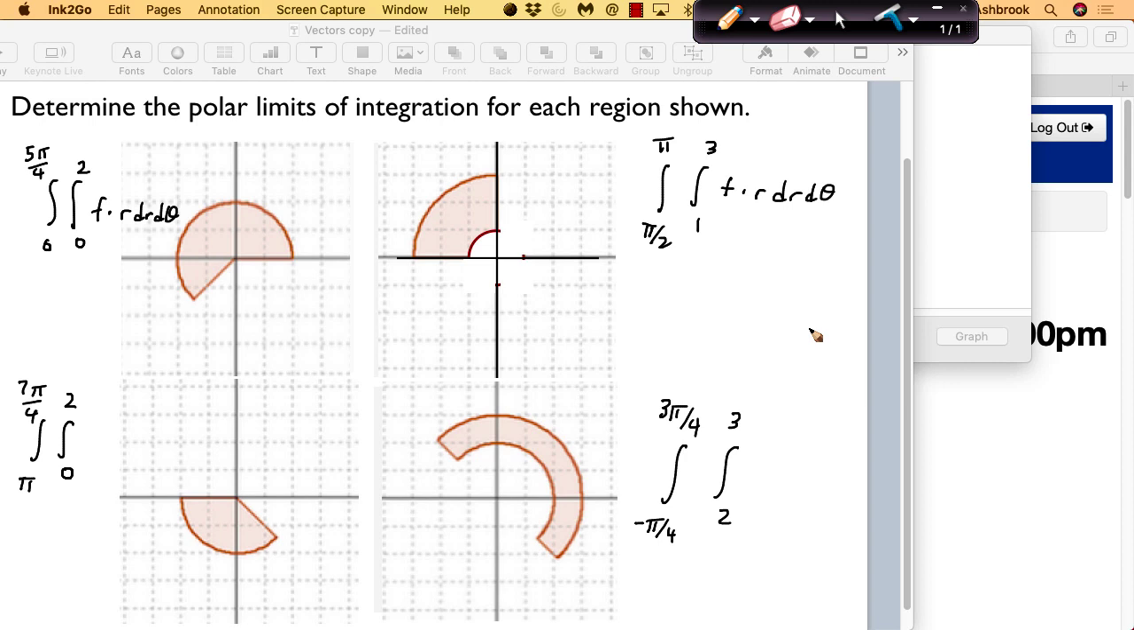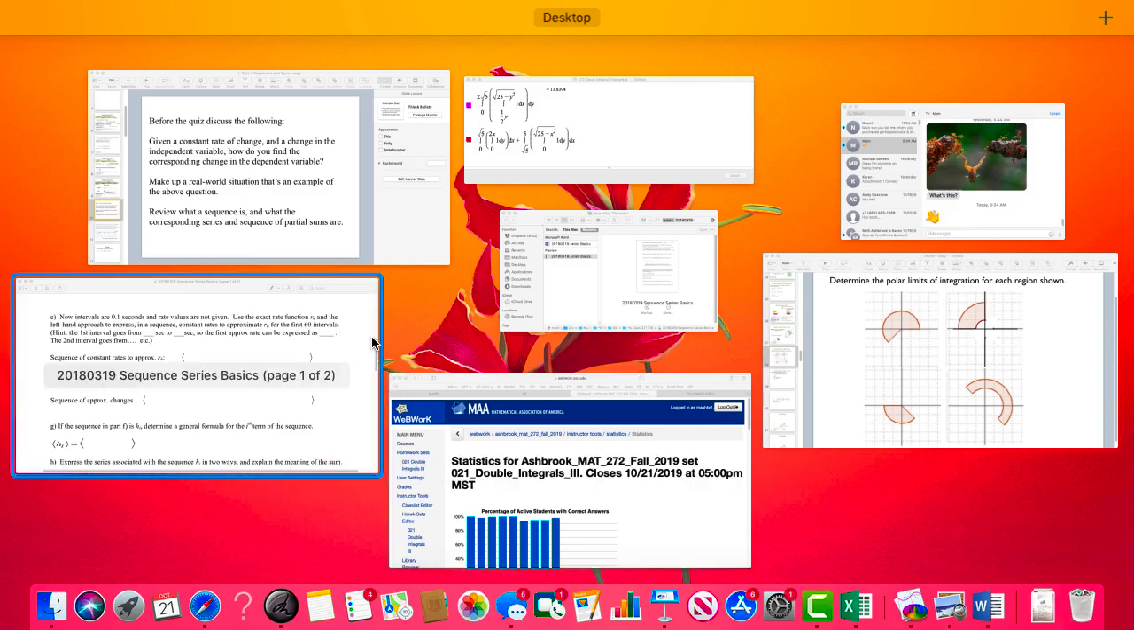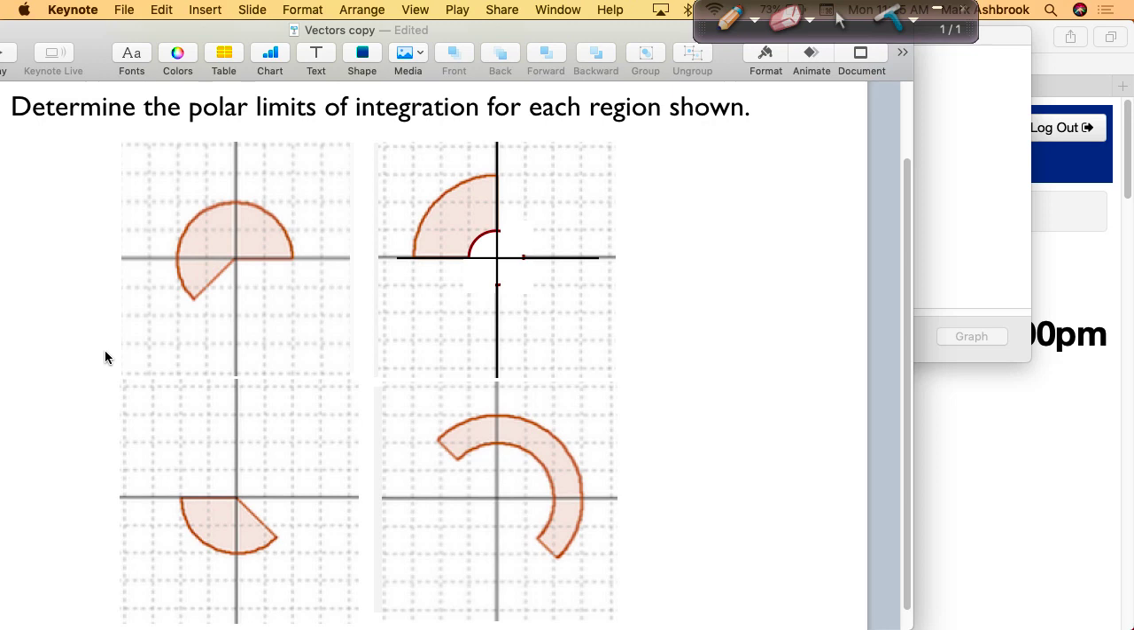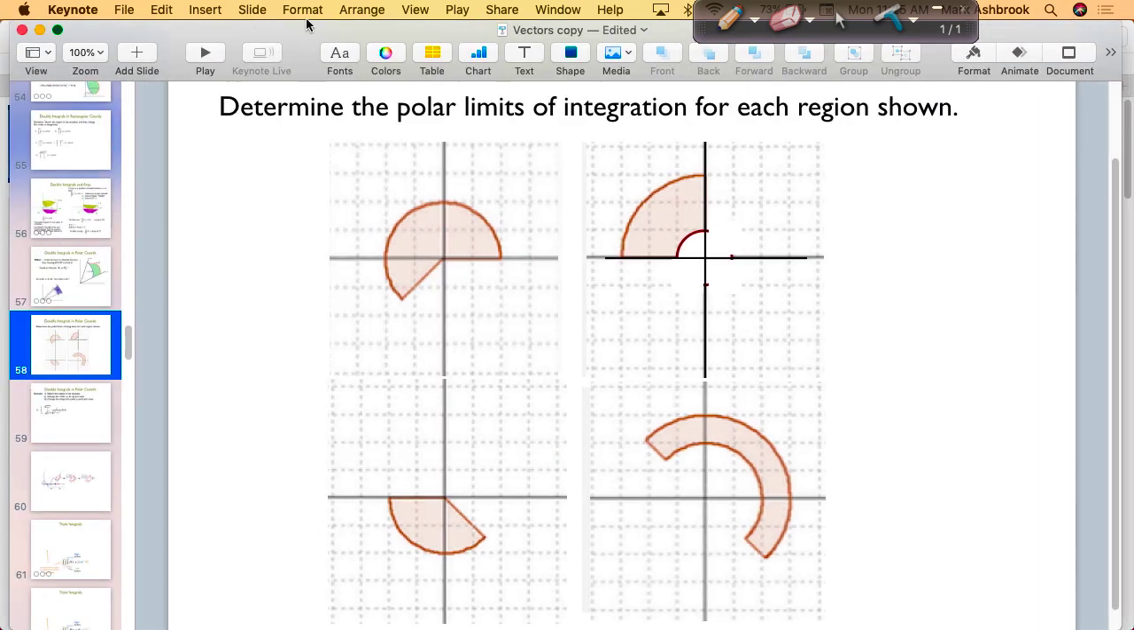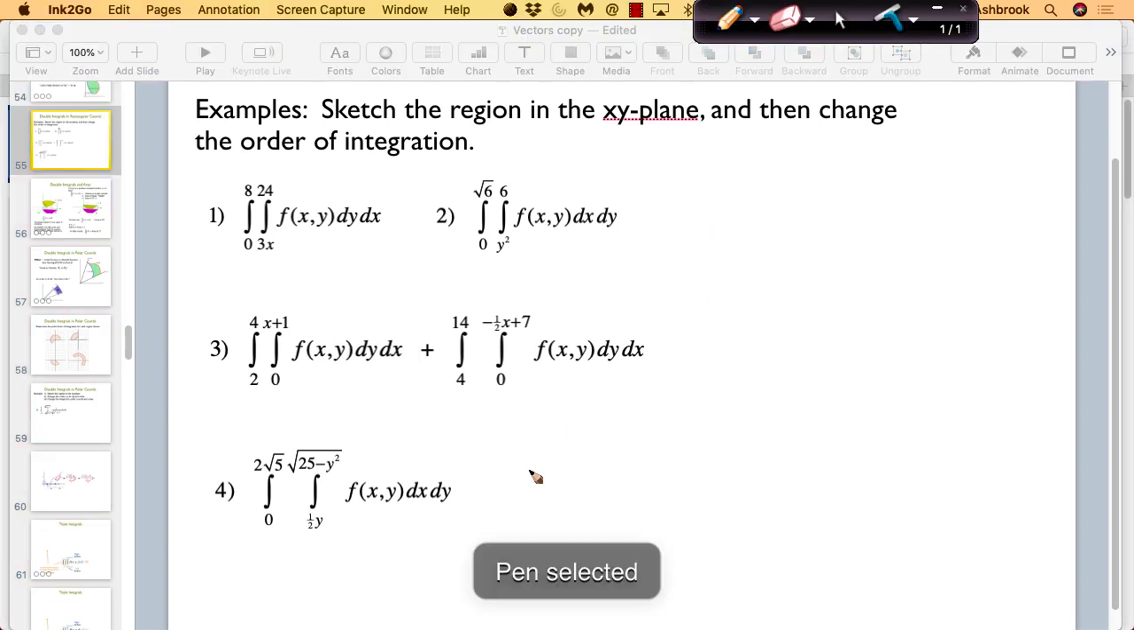Okay, and then, all right, so let's go back to the one that we did, and I want you to write that one, number 4. Any questions on these before we move on? Good? Let's go back to this one. And I want you to write that as a polar double integral.